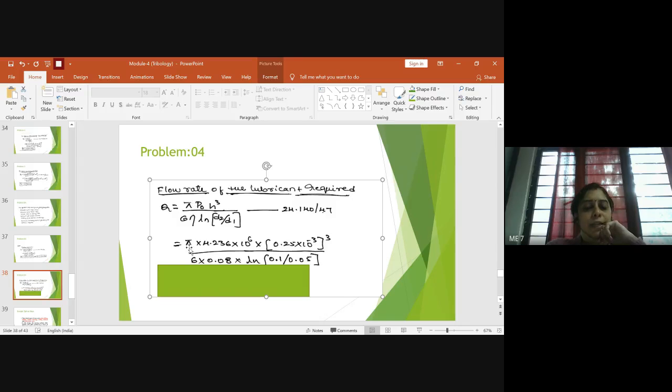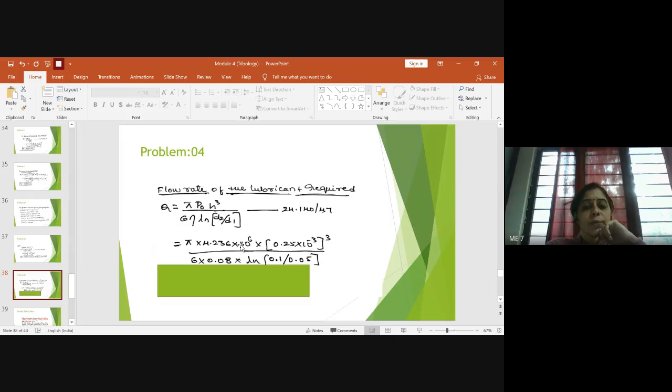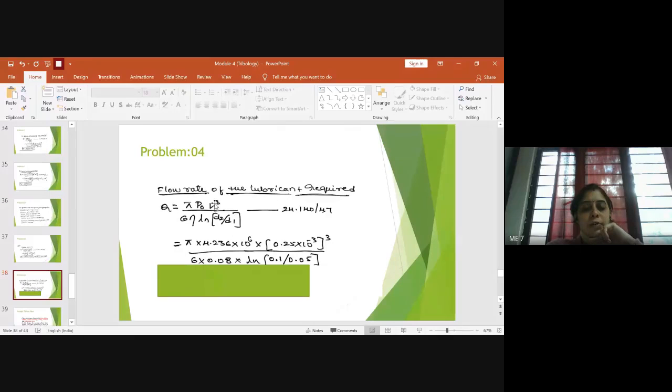So the value of pi, you write it down. P naught is 4.236 into 10 raised to 6, which we have calculated now. So substitute that value. Then h is the oil film thickness, which is given in the question as 0.25 mm. So kindly substitute the value in the flow rate equation, but don't forget to write it in meters. So it is 0.25 into 10 raised to minus 3, whole cube.